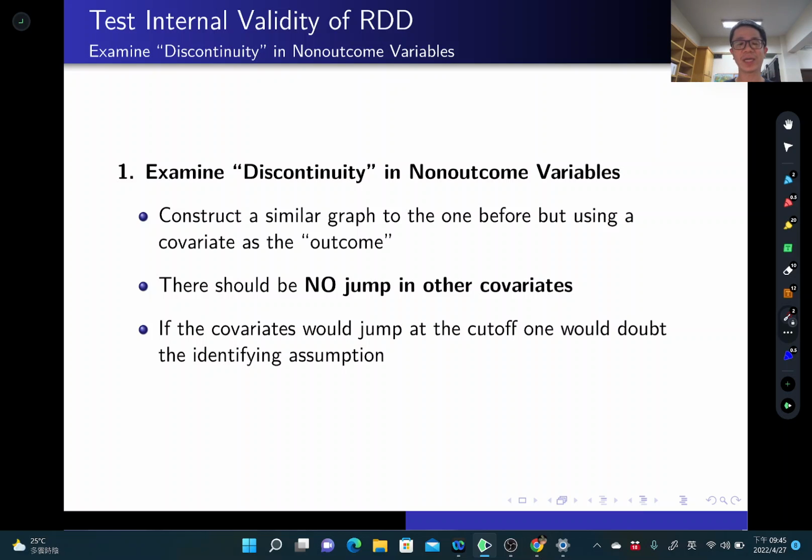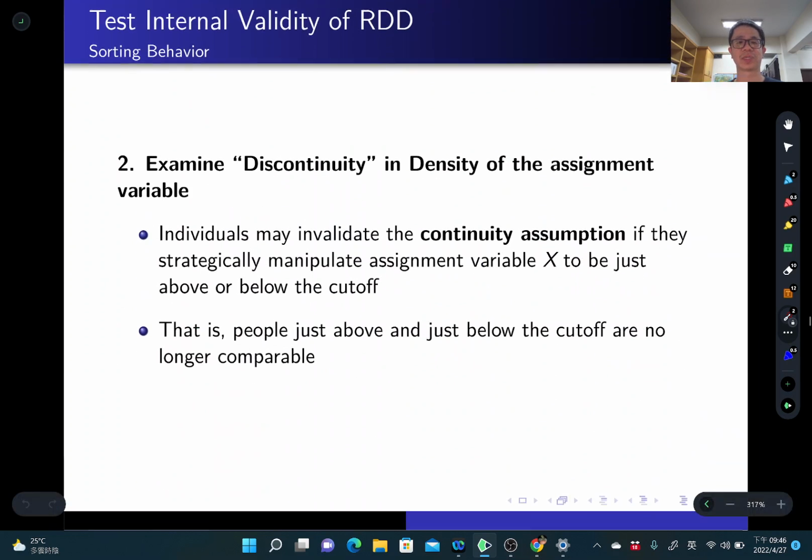Okay, but if you find the covariates actually jump at the cutoff, we might doubt the identification assumption of RD design. So maybe the continuity assumption may not hold. So if that's the case, you might not be able to implement this design. But another solution is you just include this covariate when you run the regression for your RD estimation. That's another possibility.